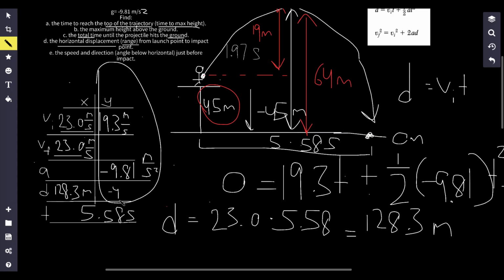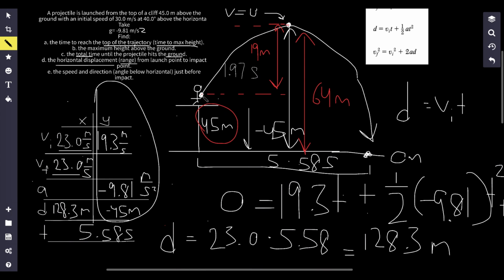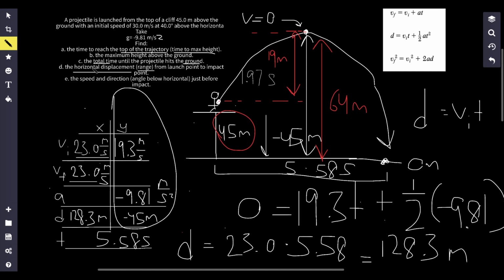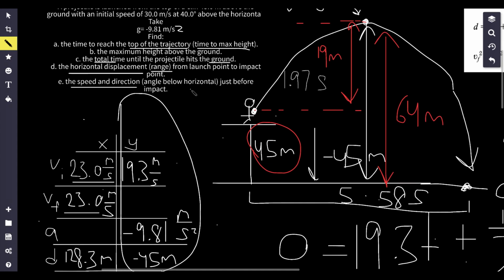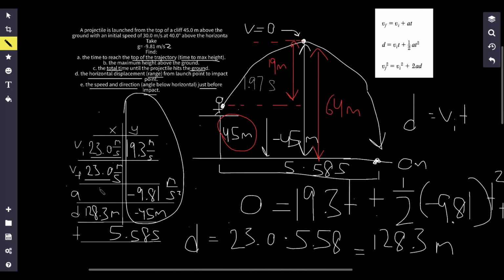And then I'm just going to write negative 45 meters for my total displacement in the y direction, because our ball was originally here, and when we throw it down to the ground, it went down 45 meters, because we were 45 meters up. And what was the final one? The speed and the direction just before impact. This one is a really tricky one. And also we can fill in this right over here. The acceleration in the x direction is 0 meters per second squared because our velocity stayed constant.